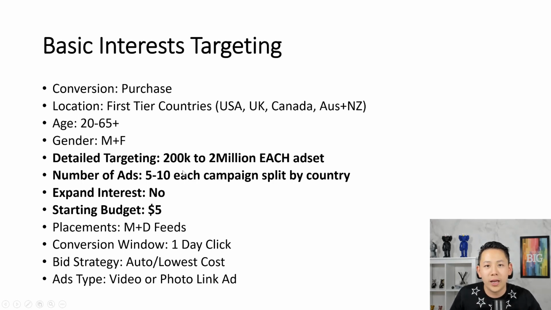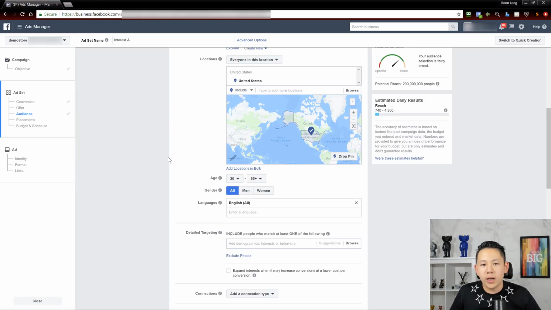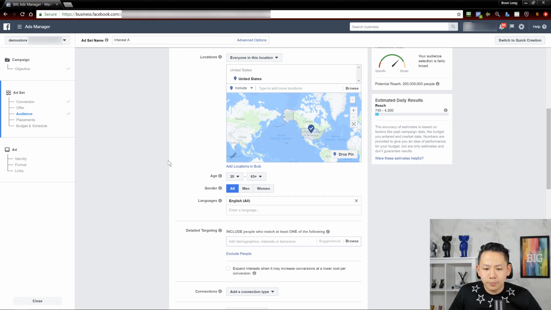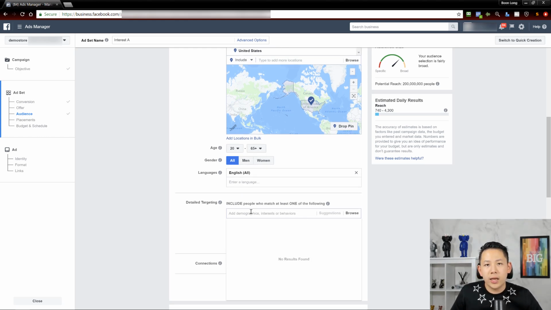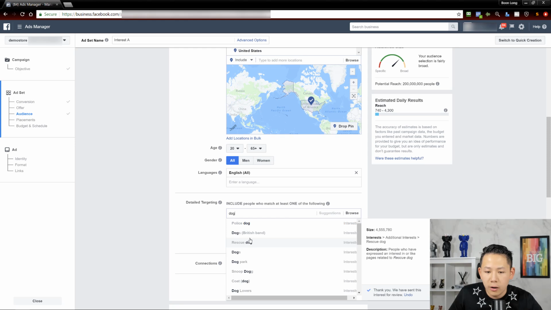All right, so let's go ahead. Right now we're in Facebook. Let's say you want to sell a dog product, so you do not know which specific interest group is around 200K to 2 million, for example. The fastest way to do it is actually to type in your niche. So just go ahead and type dogs. You can see the most obvious one is dogs.